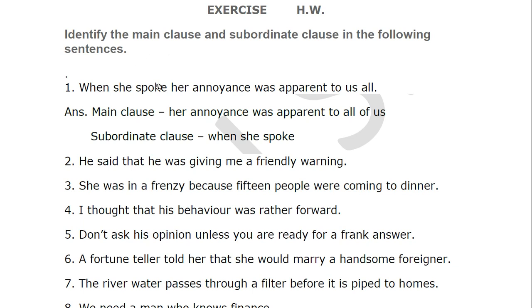First, look out at all this. Can you spot the subordinator? Remember what a subordinator is? When, that, because, or as. Okay, unless, all these are your subordinators.